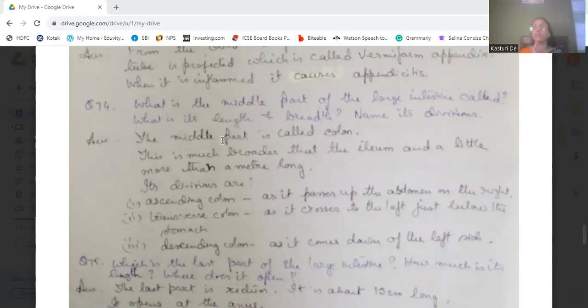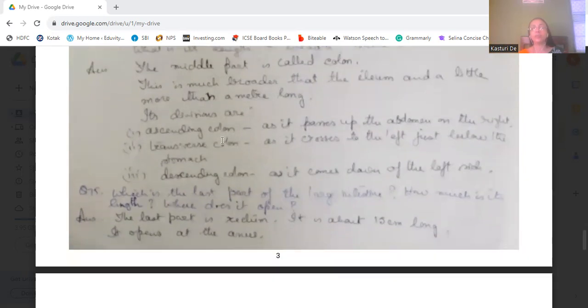So ascending colon because it passes up the abdomen on the right hand side. Okay. Then transverse colon because it crosses from, sorry, it crosses from right to left, just below the stomach. That's a transverse colon. And descending is descending on the left hand side, coming down on the left hand side. That's why it's descending. Okay.